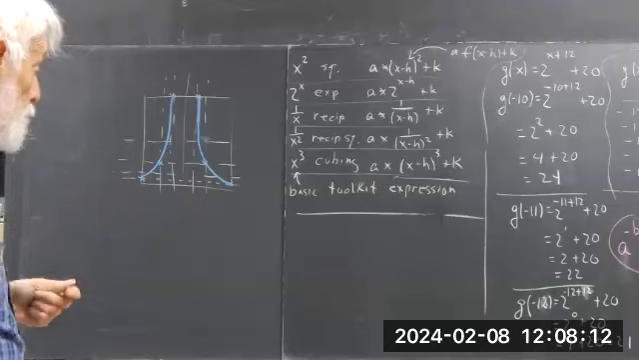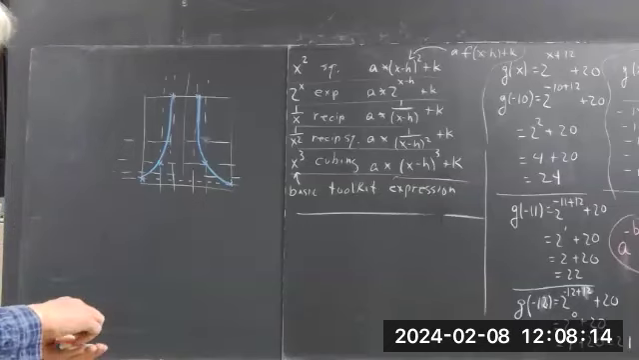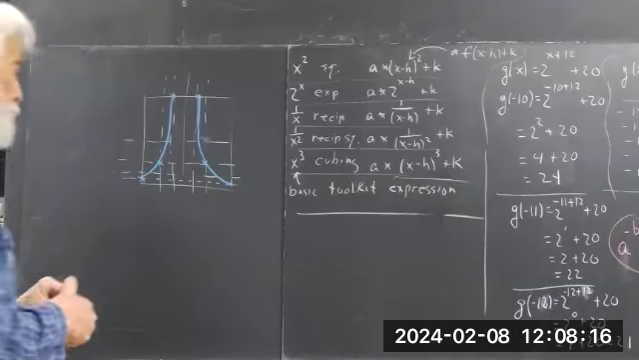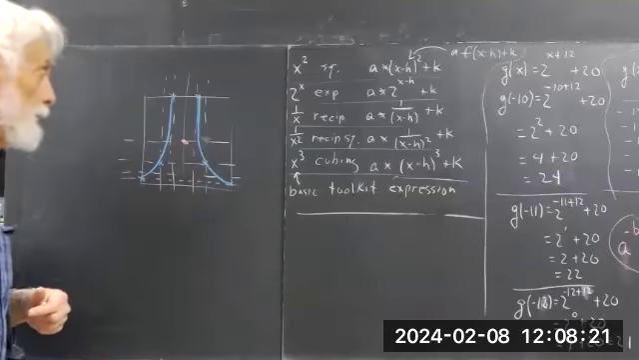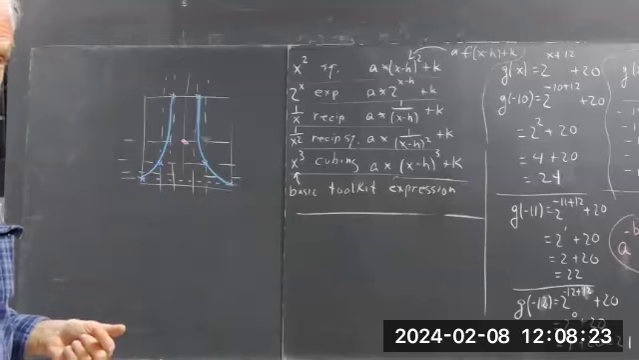Or the reciprocal square function. Where's the red dot in the reciprocal square function? It's here. There's the red dot.